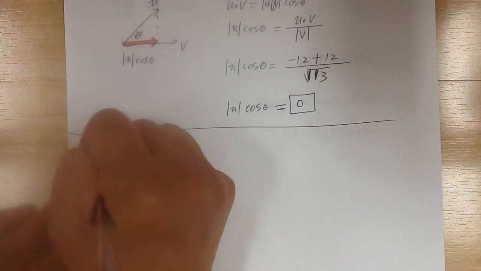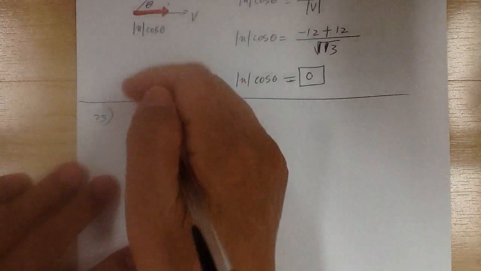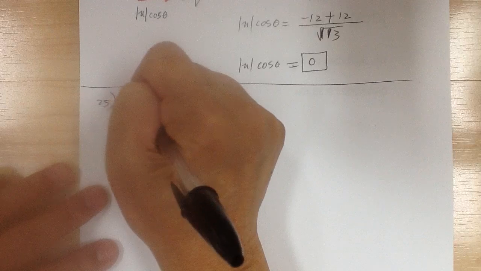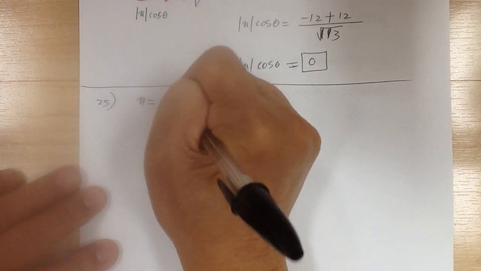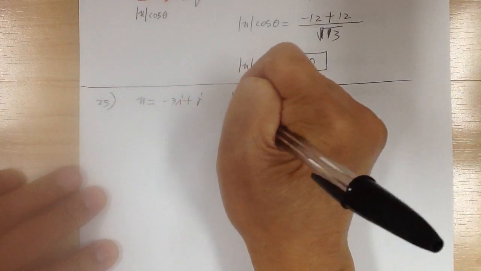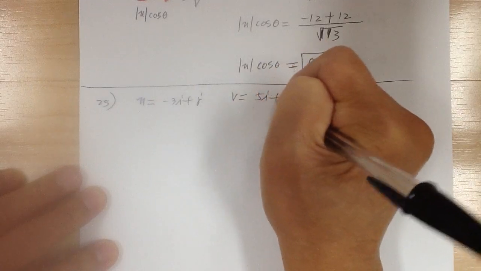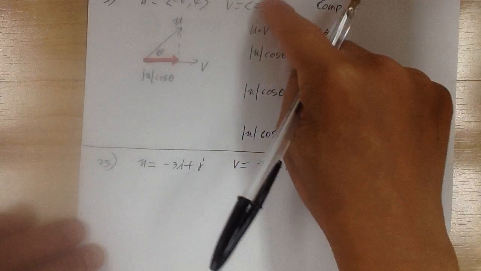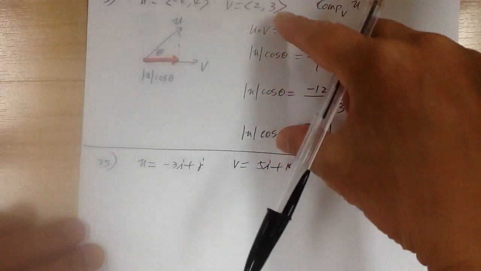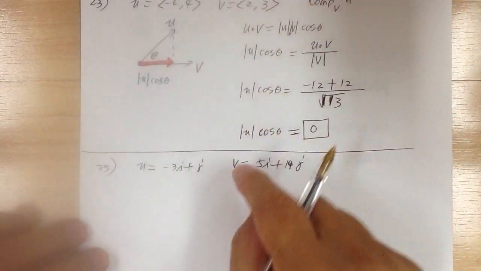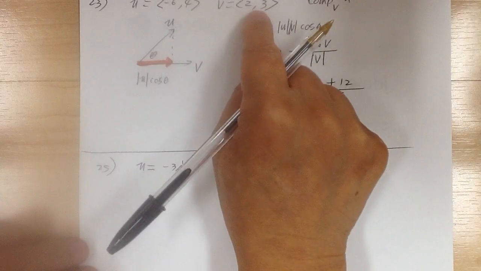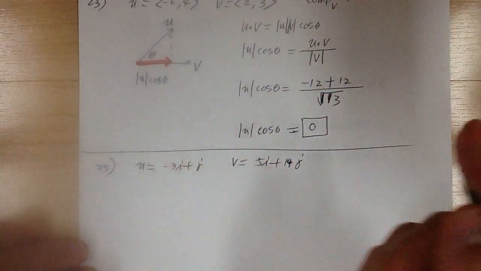Okay, number 25. You've got u equal to -3i plus j, and v equal to 5i plus 14j. These are vectors written in a different form. This one you have i and j, the other one you put in the caret form, but they work the same way.